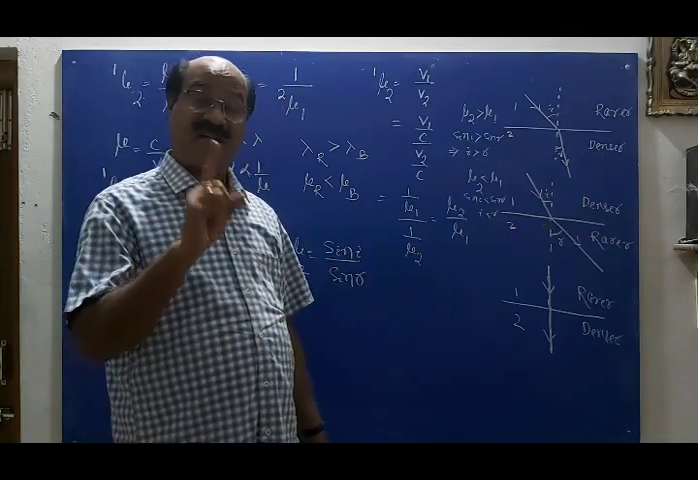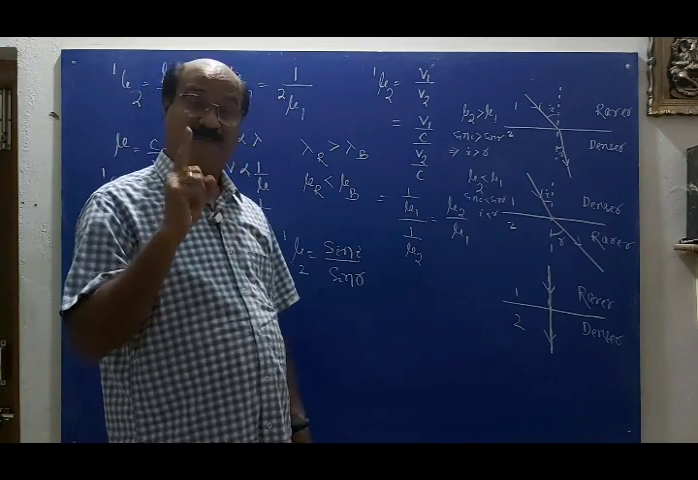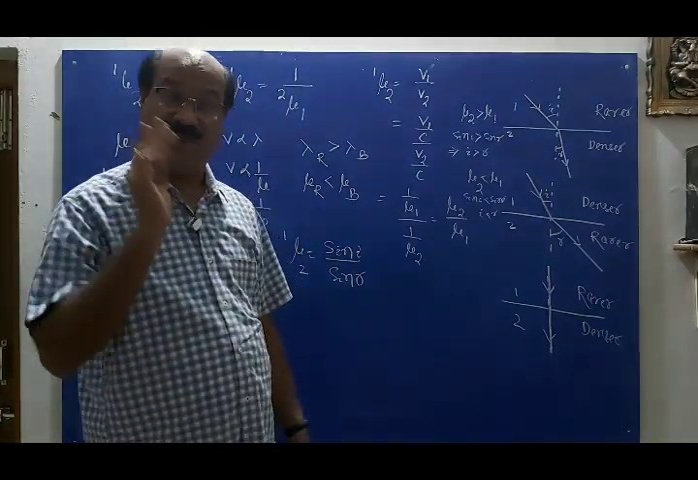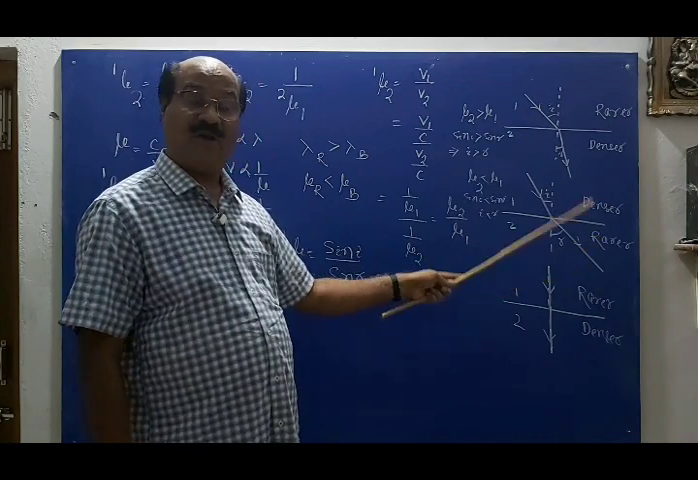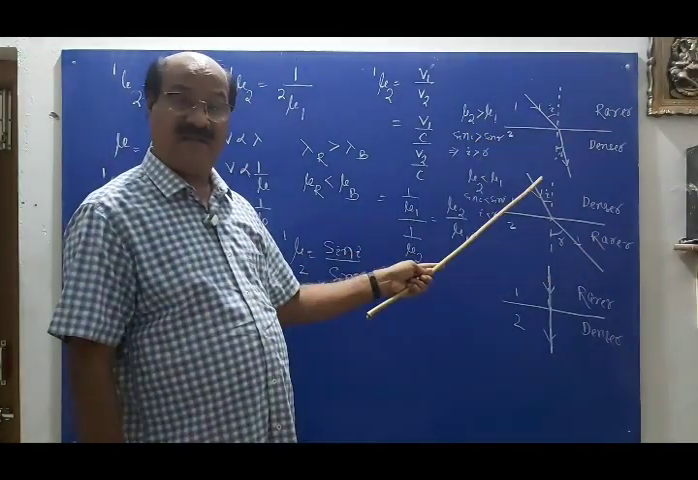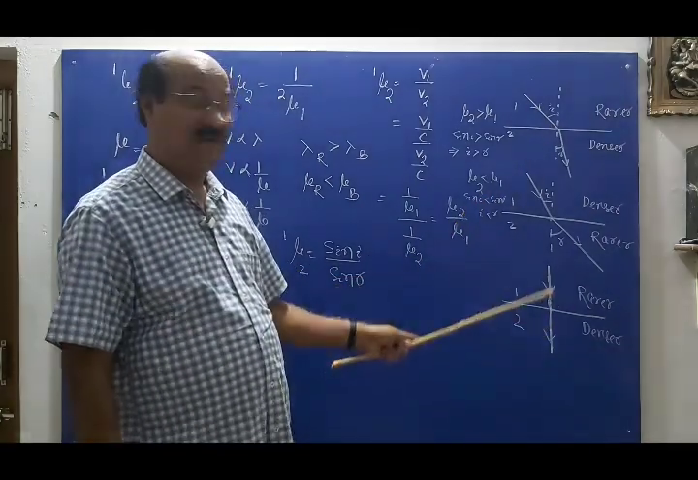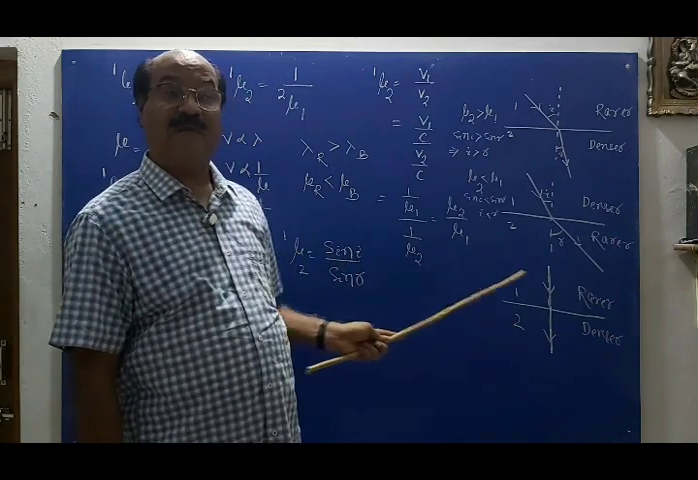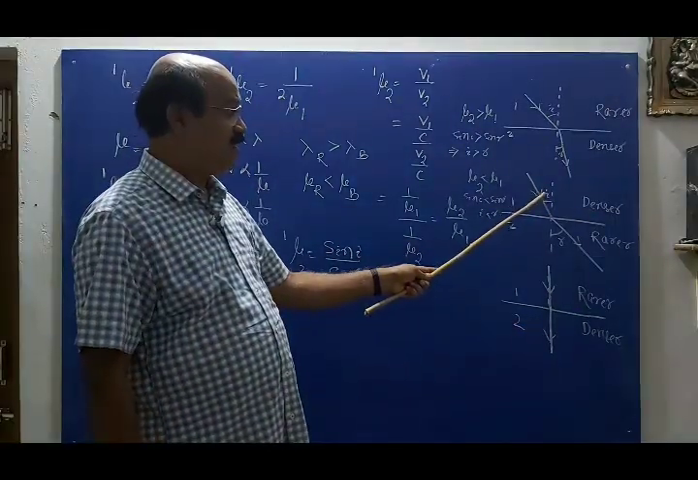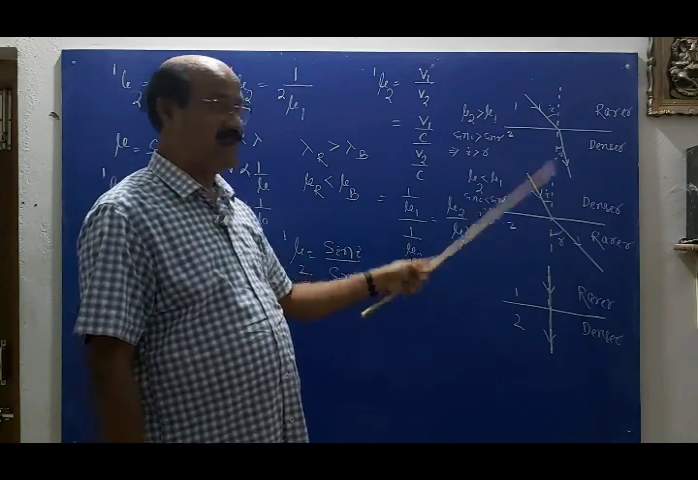The medium in which the incident ray lies is the first medium, and the medium in which the refracted ray lies is the second medium. Your first medium is denser medium, second medium is rarer medium. When a ray of light travels from denser to rarer medium, after refraction, the refracted ray bends away from the normal. So here I is smaller than R. So angle of incidence is smaller than angle of refraction.